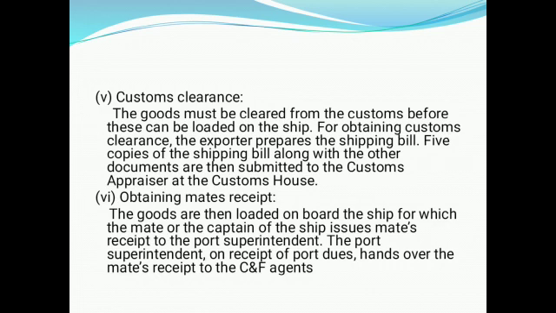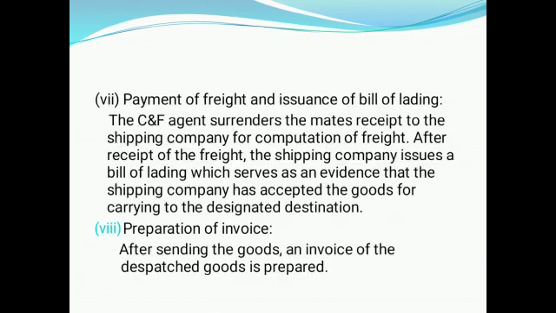So when it comes to obtaining the mate's receipt, once we get customs clearance, after that we need to produce all those documents, and there is one person called the captain, who will be there at the CNF agent. He has to give permission for where the goods are going to be kept. Once again he is going to verify everything, and he will give the clearance. That is called the clearance receipt, that is called obtaining mate's receipt.